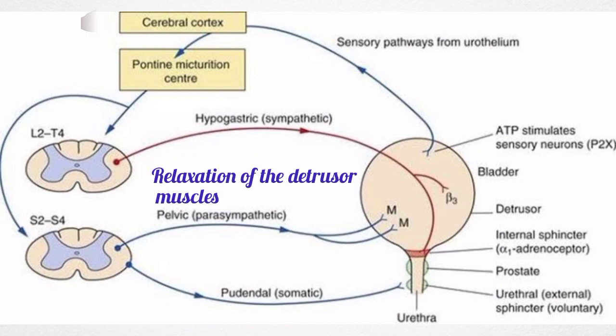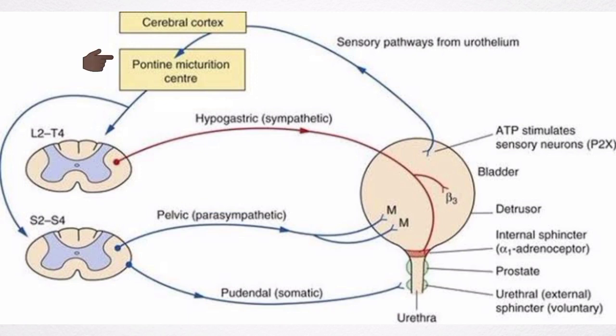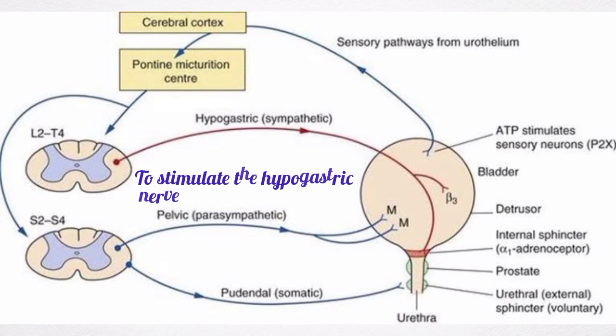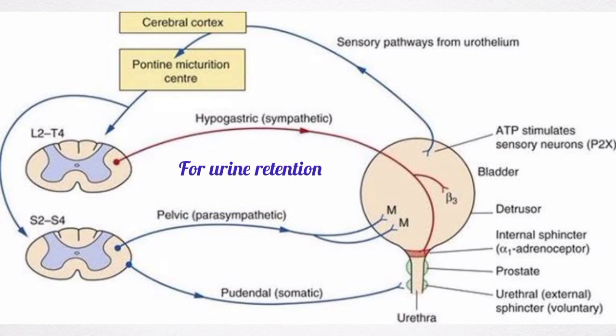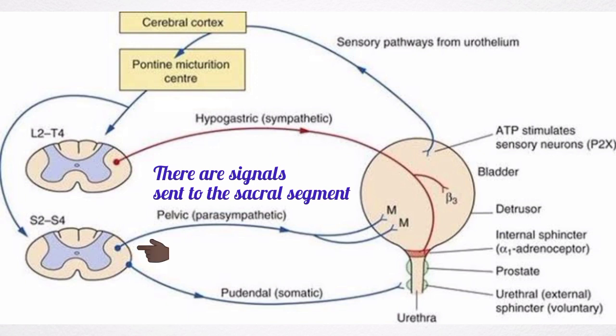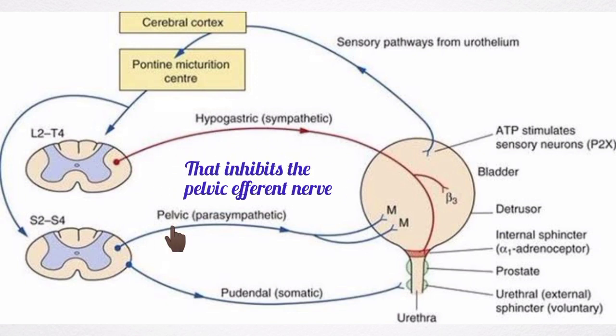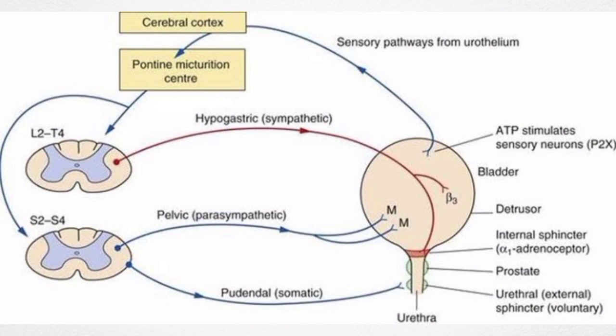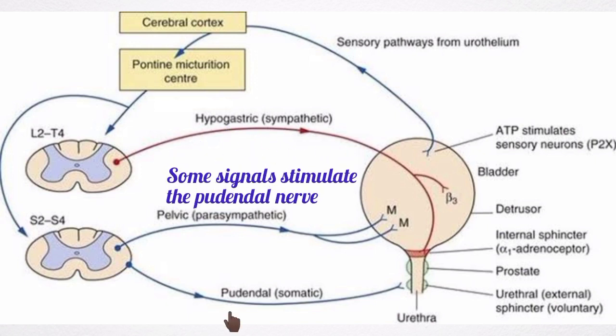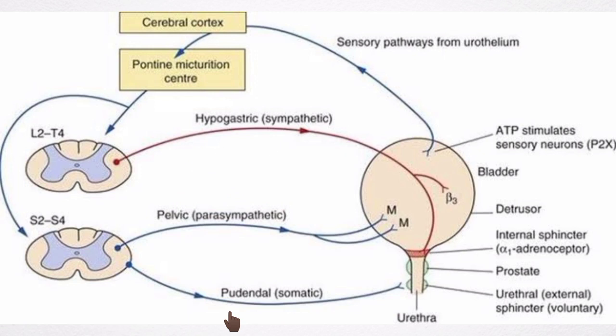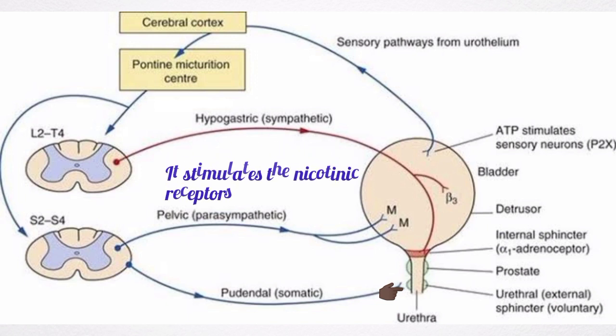Also, the stimulated hypogastric nerve will act on the beta 3 receptor to cause relaxation of the detrusor muscles. The brain and the pons also know when the bladder is empty, so they send signals to the thoracic level to stimulate the hypogastric nerve so that we can retain our urine. Also, there are some signals sent to the sacral level that inhibit the pelvic efferent nerve at that level. There are signals too that will stimulate the pudendal nerve, which is under our control. When the pudendal nerve is stimulated, it will stimulate the nicotinic receptors on the external urethral sphincter, causing contraction.